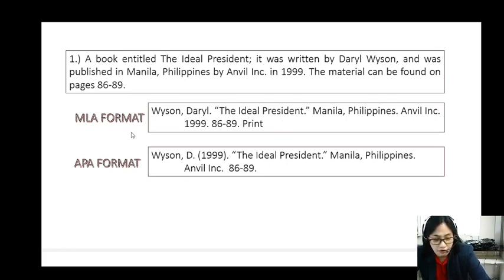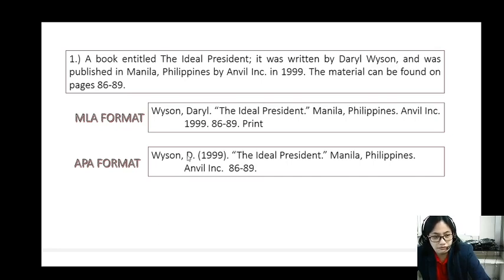For the APA format, the focus is the article or the product itself. So Wyson is only the surname indicated, and the first name is just an initial, followed by the year it is published, and then the title, the place where it's published, and the publisher. Then the pages where you can see the article. That is for number one.